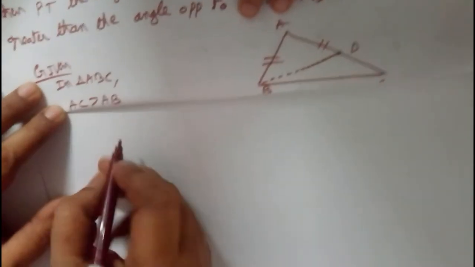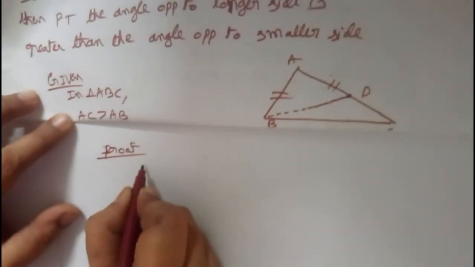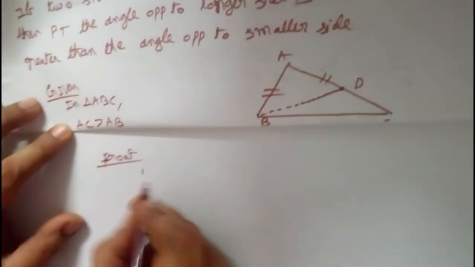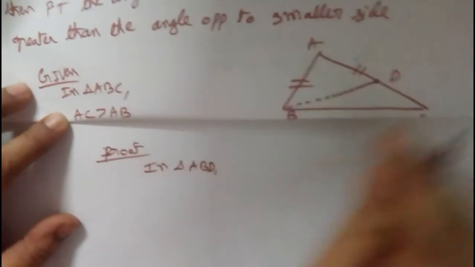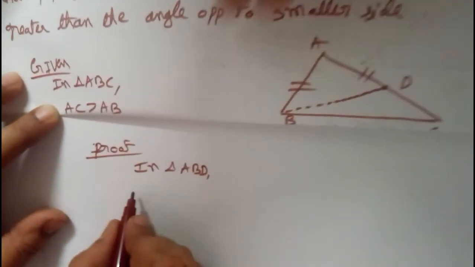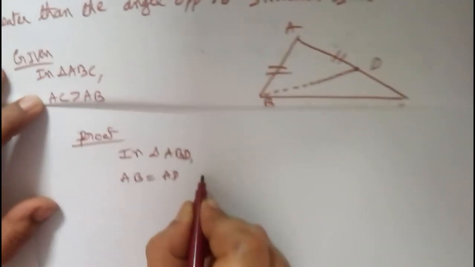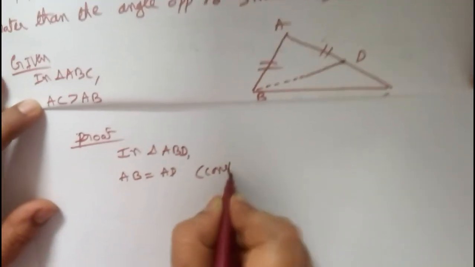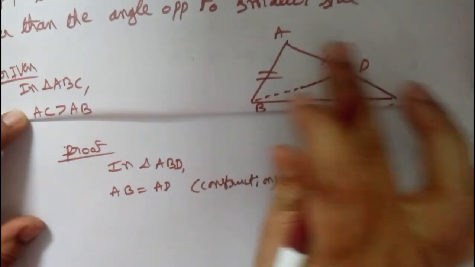Now in triangle ABD, proof. In triangle ABD, AB is equal to AD. Reason, construction. So the triangle is an isosceles triangle.